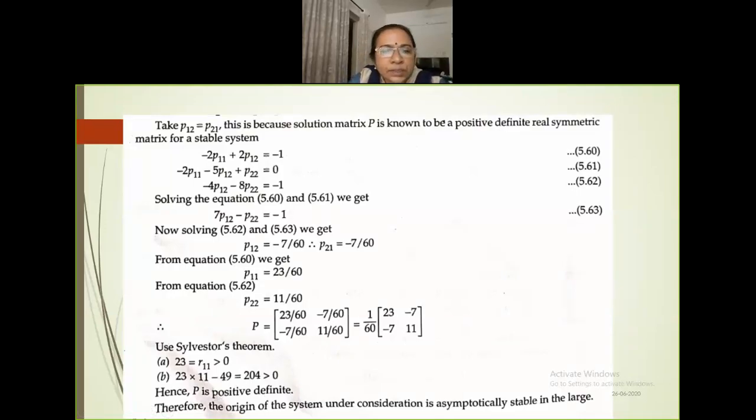Clear? You need to solve this problem also and then you have to submit. Clear? Do you want me to explain again?